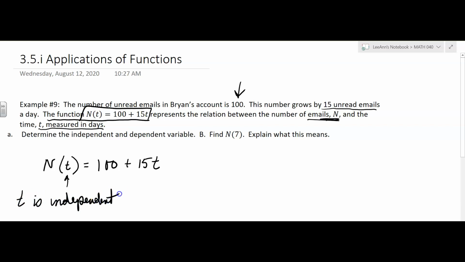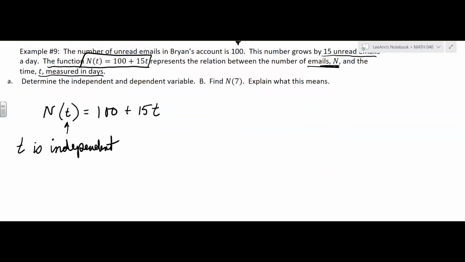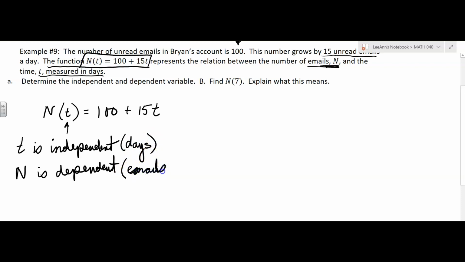Independent. So many days are going to go by. That's something that Brian doesn't have any control over really, but after so many days, this is going to be the situation. The dependent variable is going to be n then, the number of emails. Dependent. Okay, so time is the days. That's the independent variable. And n is the number of emails that aren't getting read. Okay?